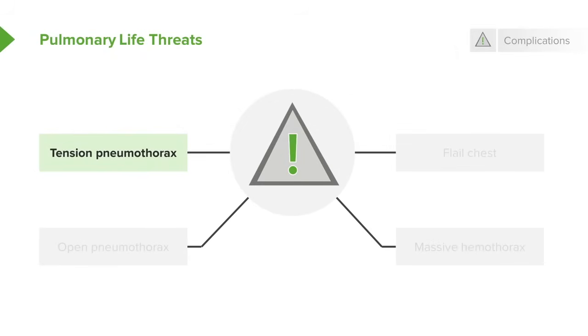While we're assessing breathing, we want to be looking for evidence of pulmonary life threats, and there are 4 major ones we want to think about. Tension pneumothorax is by far the most common and most serious in the trauma setting, but you can also see open pneumothoraces, flail chest, which is always associated with underlying pulmonary contusion, and then massive hemothorax.